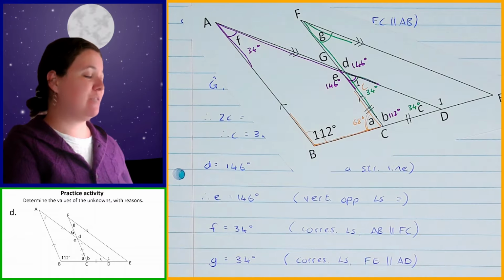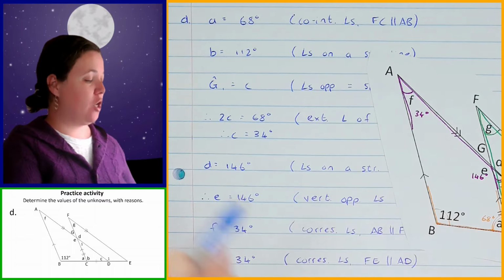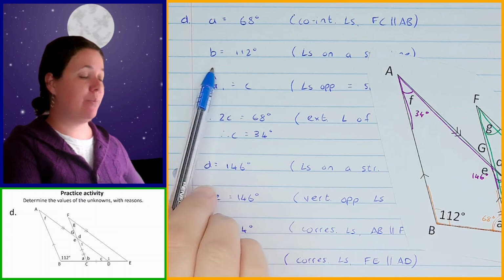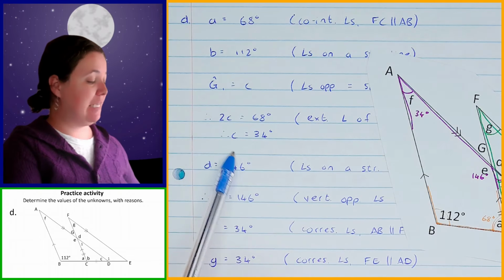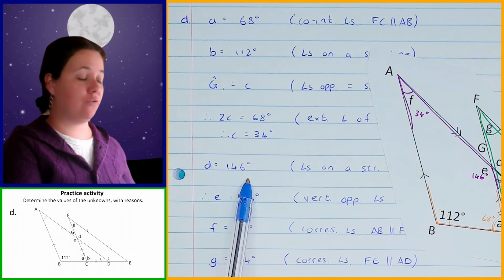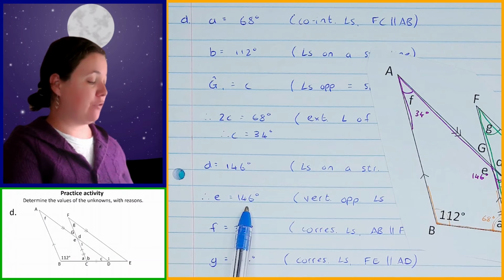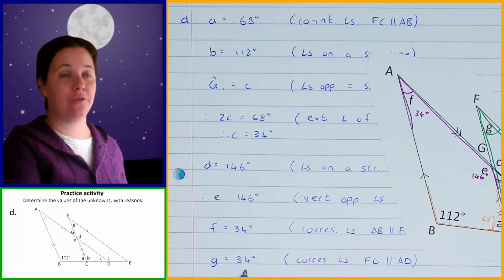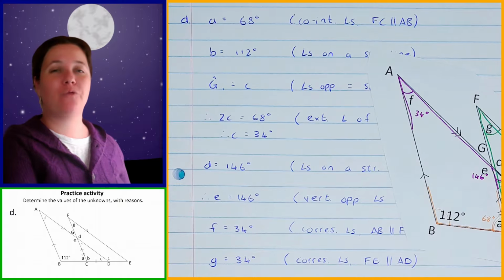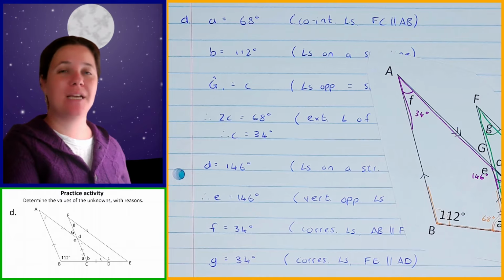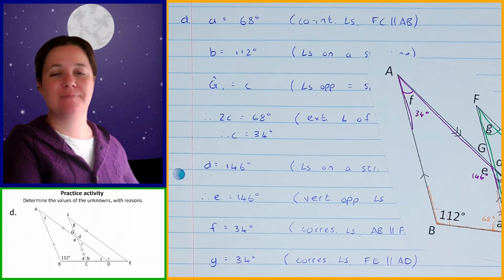Okay, and that is what you should have got for that question. So A is 68 degrees, B is 112 degrees, C is 34 degrees, D is 146, E is also 146, F is 34 degrees, and G is also 34 degrees. And that's how we solve problems involving angles at a point and parallel lines.